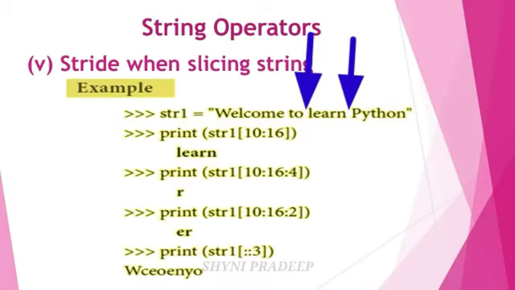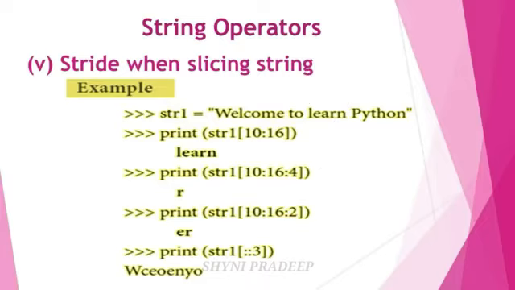And next, print str1[10:16:2]. Here you have to take the list of characters from 10 to 16 and print every second character in that list. So you have to take learn. Here the first is L, the second character is E, so the next second character is R. It will be printed on the output screen.